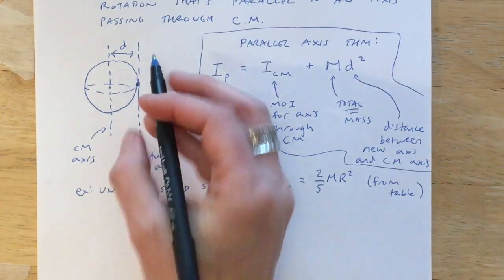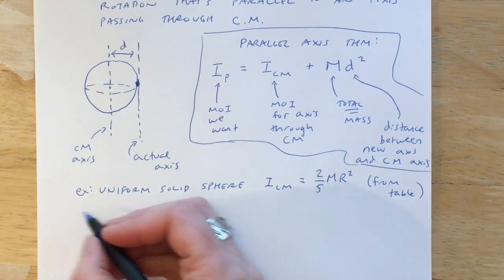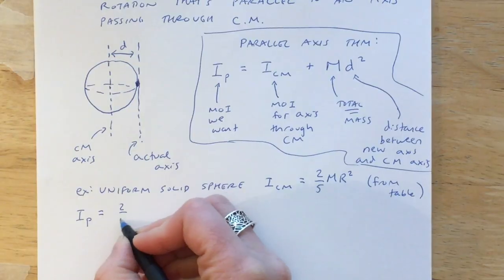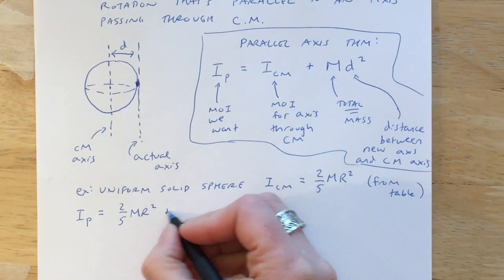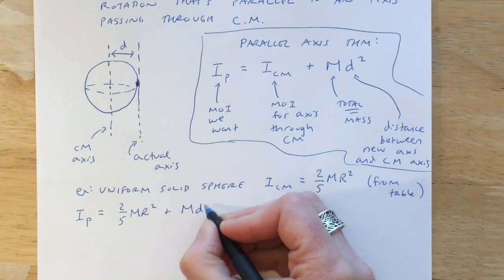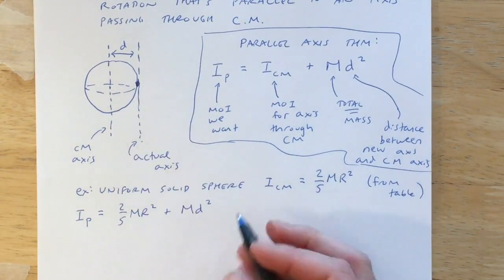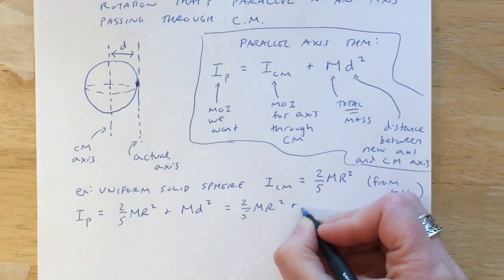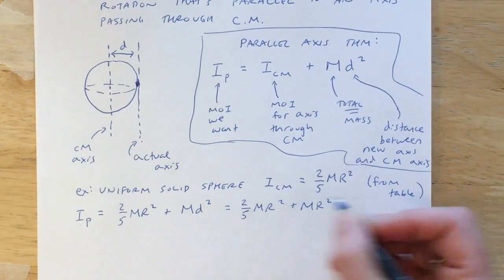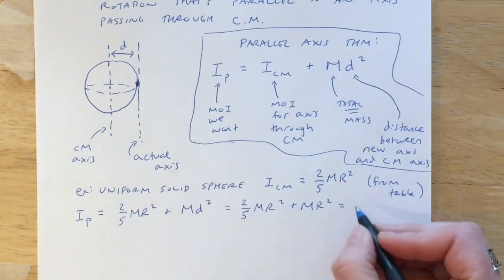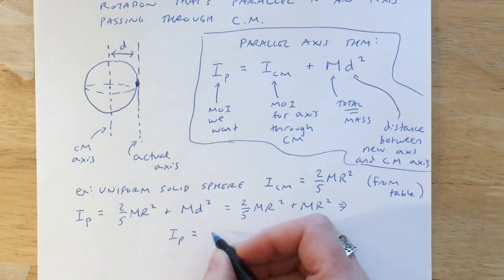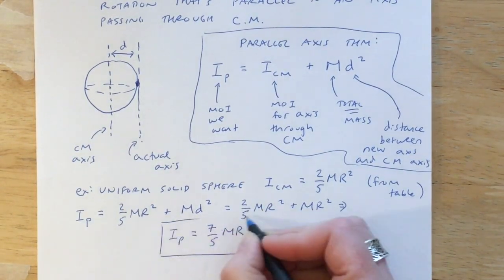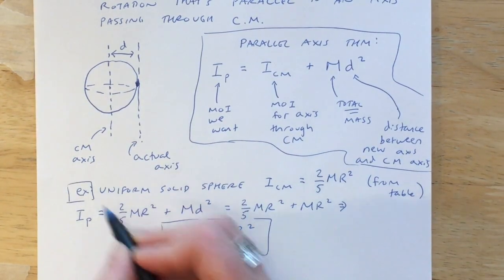So that uniform solid sphere has I_CM of 2/5 mr squared if it was rotated around the center axis. But we've shifted our axis and we've now pivoted it off axis. So the moment of inertia for our new axis is simply going to be I center of mass, so 2/5 mr squared, plus the mass of the sphere times the distance that you've shifted your axes. In this case, that's just a single r. So that's equal to 2/5 mr squared plus mr squared, and so we end up with the moment of inertia for this example being simply 7/5 mr squared. And that was for this specific example here.